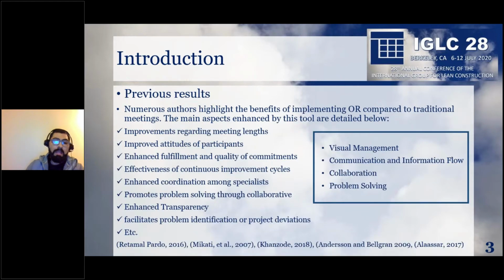Numerous authors highlight the benefit of implementing Obeya Room compared to traditional meetings. The main aspects enhanced by this tool are visual management, communication and information flow, collaboration, and problem solving. For example, one of the main aspects promoted by Obeya Room is visual management. This relates to the use of visual aids and increased accessibility and information flow in a work environment.